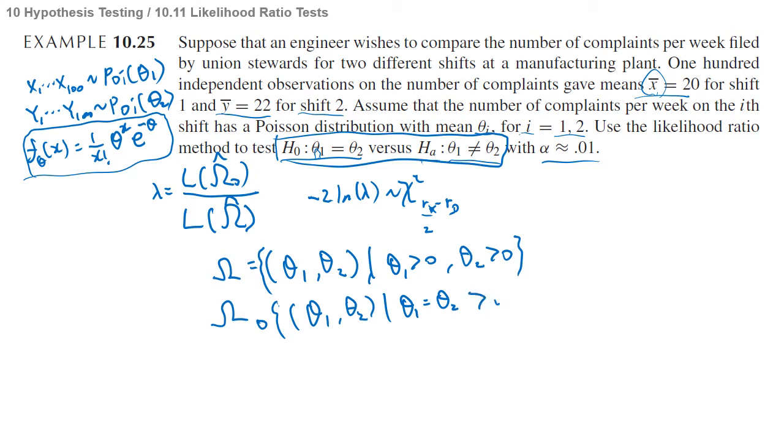And both are greater than 0. Okay, and so in the space of omega 0, the dimension is 1, and for the space of omega, the dimension is 2. So 2 minus 1 is 1. So minus 2 ln lambda will follow chi-square 1 distribution. And so the thing that we need to calculate is just calculating L at these two.